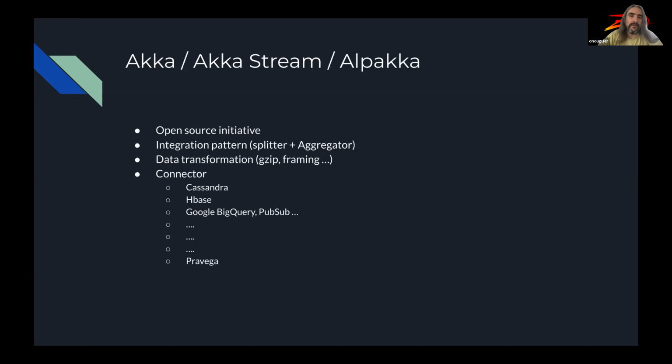Alpakka is the project. It's an open source initiative, which provides many patterns of streaming, some transformation utilities, and of course some connectors. There are now about 20 or 30 connectors. It's intended to be the Camel of Akka Stream. I think that everybody knows about Camel, and of course the Pravega connector.